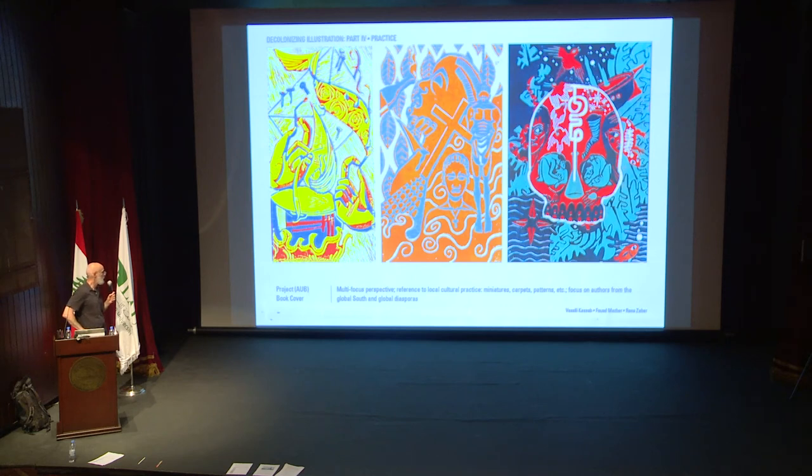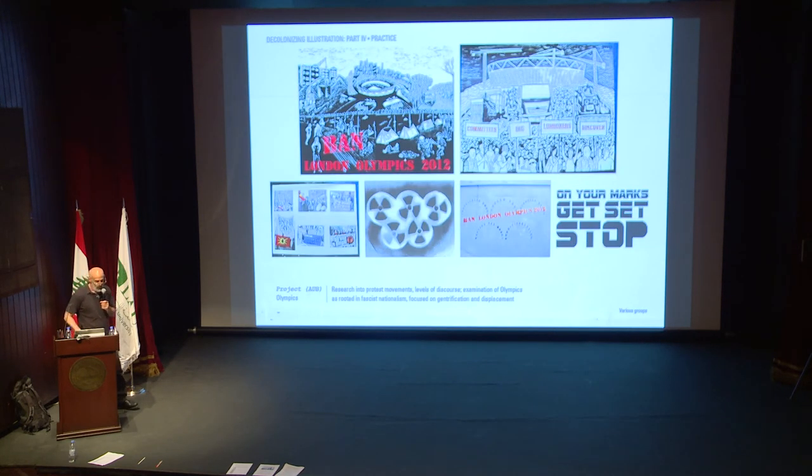So here, this was for an illustrated book cover, and I had the students analyze working with stories and narratives from the Global South, so authors from the Global South and global diasporas, but getting away from how they were trained, meaning Renaissance perspective, getting away from ideas of rendering and quote-unquote drawing realistically, really working with this idea of multiple focus that we see in local cultural practice, whether miniatures, carpets, patterns, this kind of thing. Usually in Beirut, when this comes up as a graphic design project, the idea is, let's imagine the Olympics coming to Beirut.